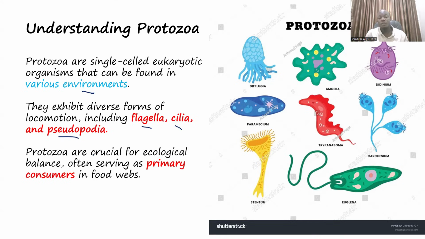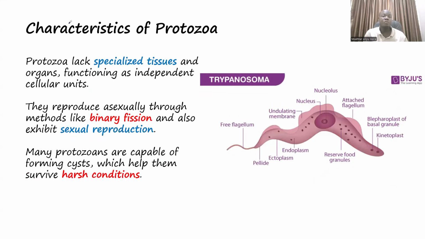You can have primary producers, primary consumers, and so many. So since they are primary consumers in food webs, it means that they eat from photosynthetic organisms. The next very interesting thing is that these protozoa lack specialized tissues.